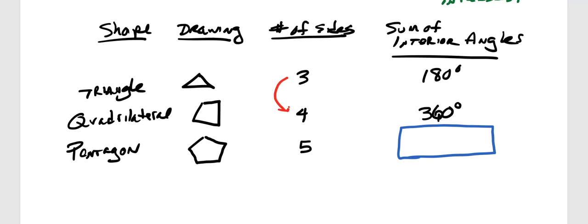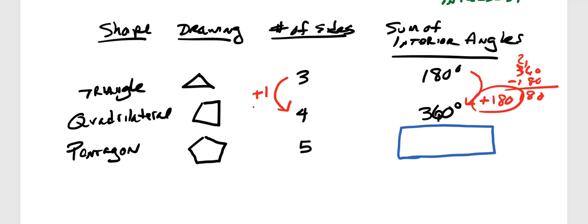Now, when we went to a quadrilateral, we added 1 side, and if we did the math over here, if we did 360 minus 180, we would discover that we added 180 degrees. So that's really important. So by adding 1 side, we added 180 degrees.